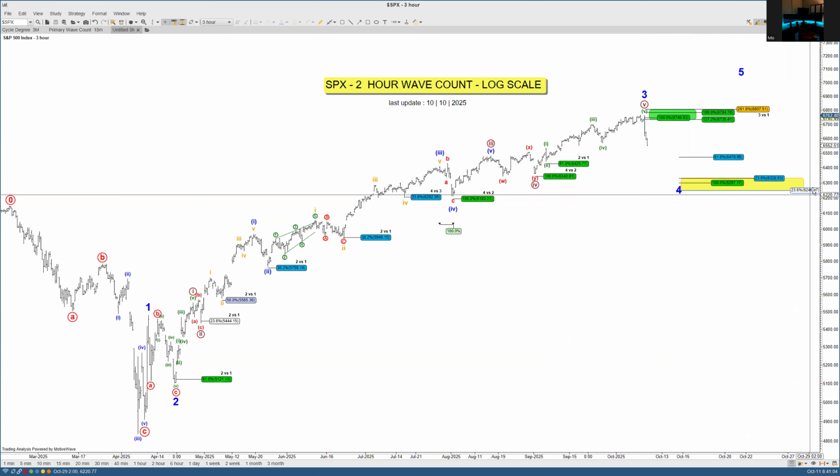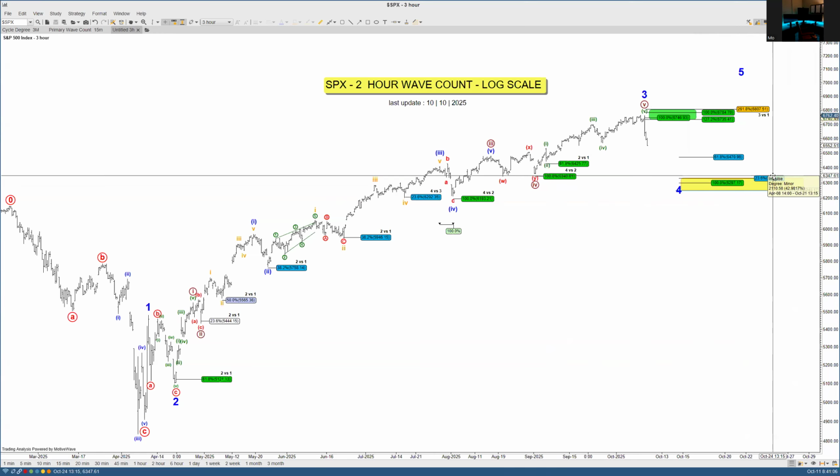You see, if you label the wave count right, you need to look for where you have a cluster of fib support and resistance. That's where you're going to see the reaction.